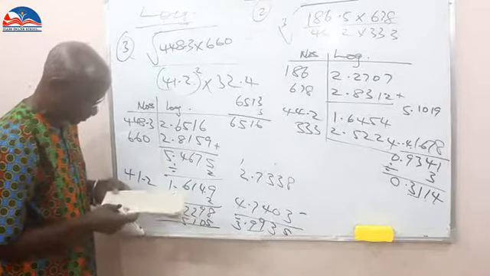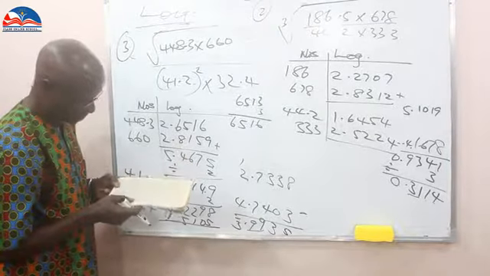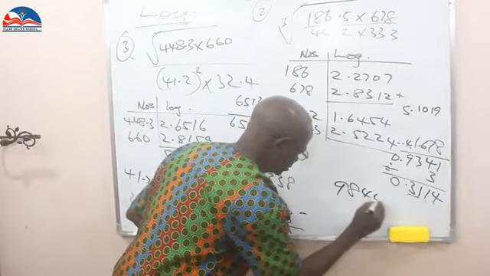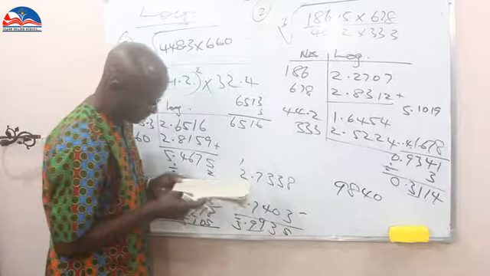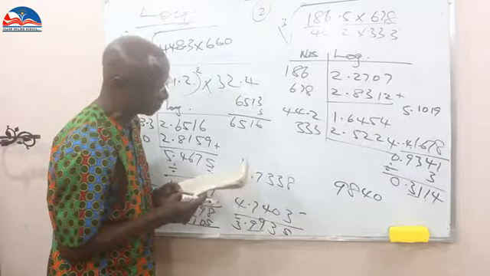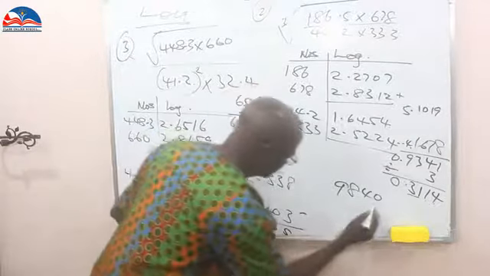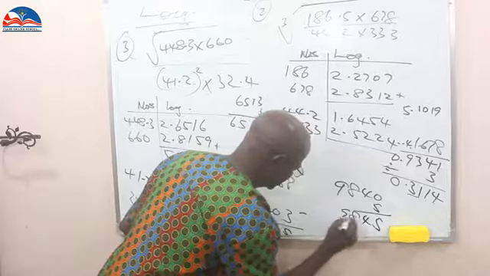99 under 3 gives me 9840. 9840. That is for 99 under 3. There's a difference of 5. 99 under 3 is 9840, yes? The difference of 5 is also 5 itself. The difference of 5 is 5. So 5, 4, 8, 9.